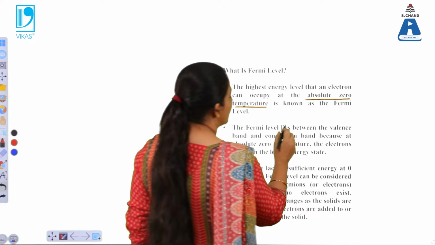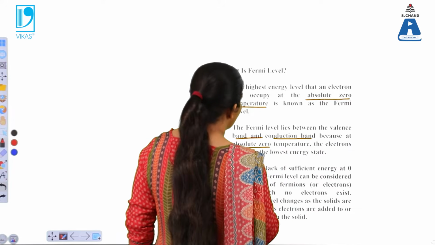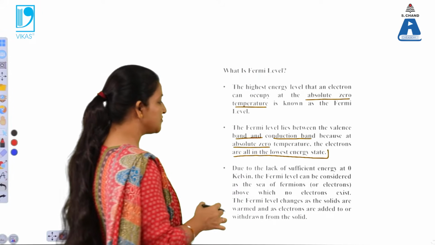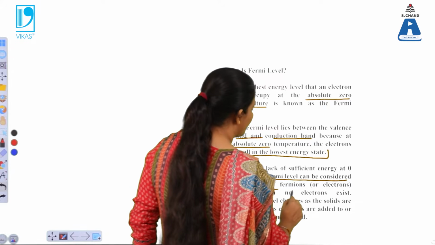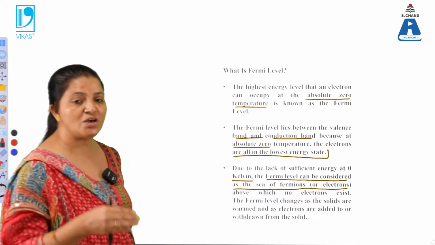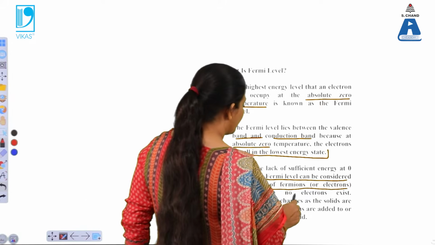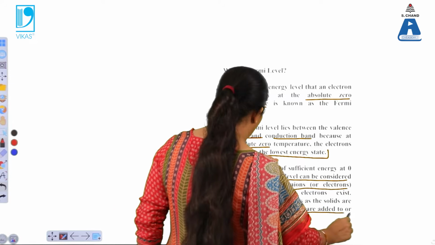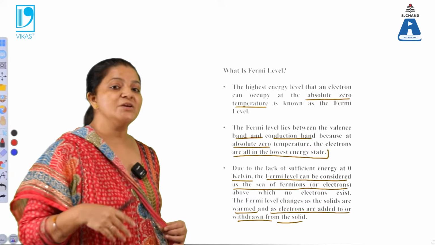The Fermi level lies between the valence band and the conduction band, because at absolute zero temperature, electrons are all in the lowest energy state. Next, due to lack of sufficient energy at 0 Kelvin, the Fermi level can be considered as a sea of fermions, or electrons. It is the highest occupied level, below which all the electrons are present and above which there is 0 electron, because above it no electrons exist. The Fermi level changes as the solids are warmed, as electrons are added to or withdrawn from the solid. So depending upon that, the Fermi level can be changed.